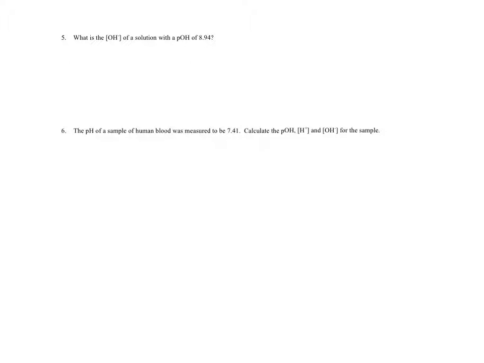Okay, what is the OH minus concentration of a pOH of 8.94? To get the OH here, you only have one option. You can't do the 1 times 10 to the negative 14th because you don't have an H plus concentration. Theoretically, you could work backwards a couple times from pOH to pH, but there's a way easier way to do that, and that is OH minus concentration equals 10 to the negative pOH.